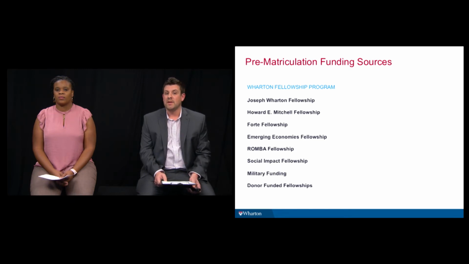The focus is on high academics, leadership, social impact. We look at emerging economies. The Forte Fellowship is specific to our women applicants for great leadership and the empowerment of women. The Howard E. Mitchell Fellowship is for underrepresented minorities who are applying to the program. And these are all awarded based on merit when looking at your application for admissions. We also have many other donor-funded fellowships, which are awarded for specific backgrounds, skill sets, industries, or anything else in your background that may lead to these awards.